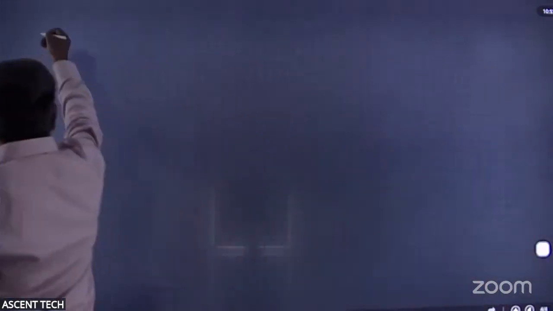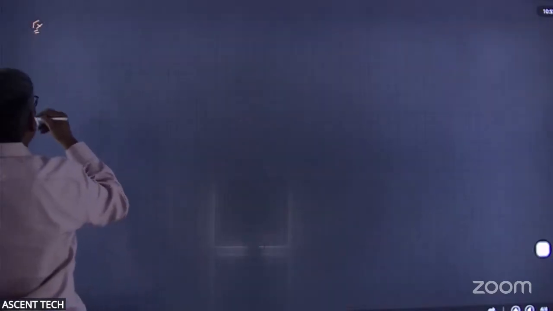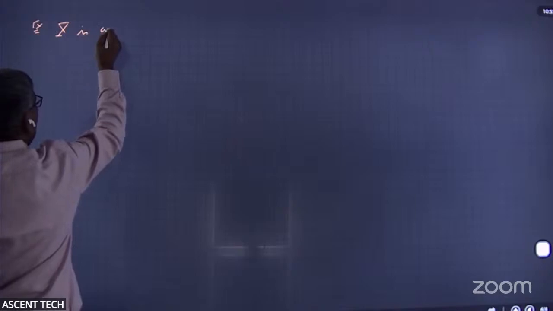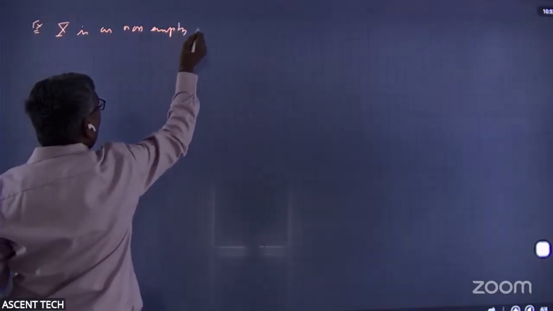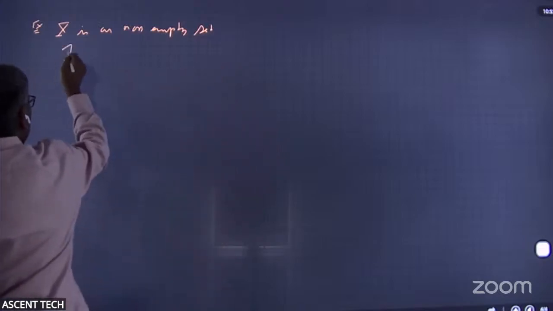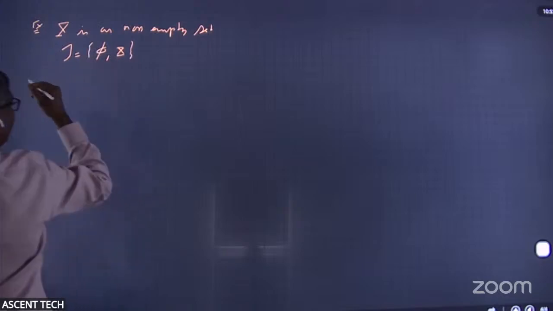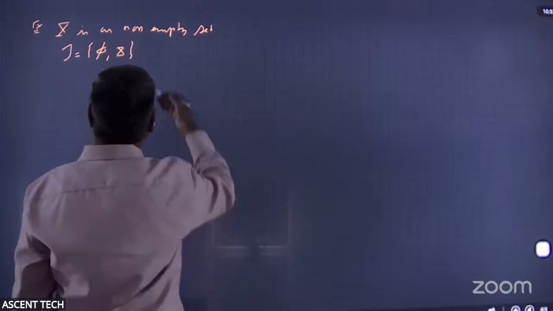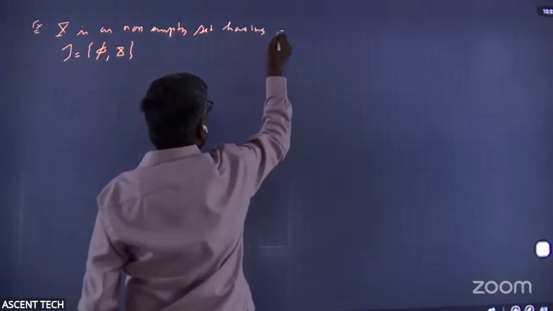Here's an example. Why don't you take the indiscrete topology? X is a non-empty set with the indiscrete topology, and the topology is just the null set and the whole space. Let's say X has enough elements, more than two elements. X is a non-empty set having at least two elements.